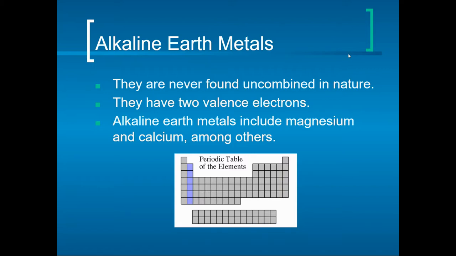So they have 2 valence electrons, and that's where they differ between the alkali metals and the alkaline earth metals. Alkaline earth metals are not as reactive as the alkali metals, but they are still reactive. They are still wanting to become full.